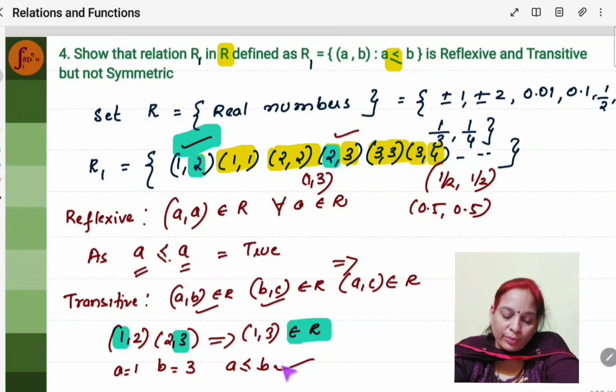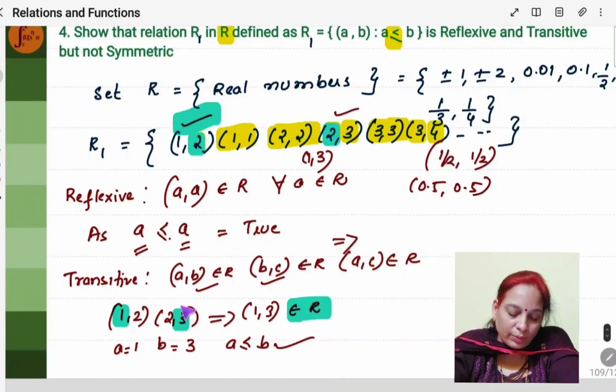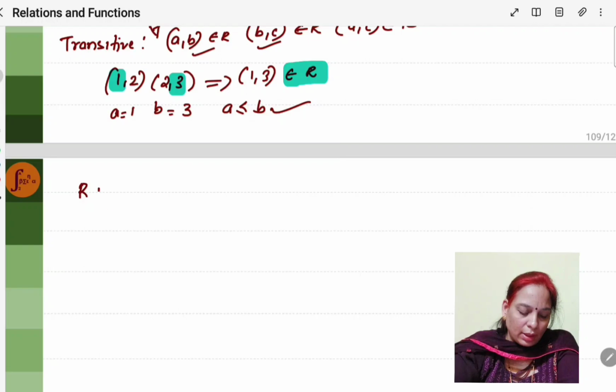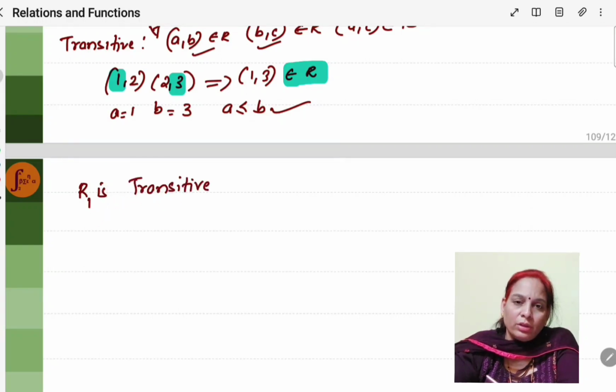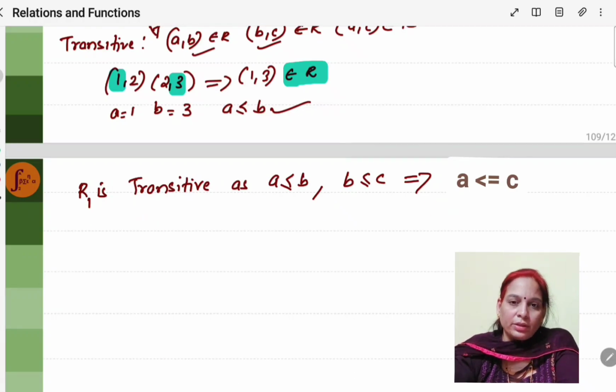Therefore, it is transitive. So we simply say the relation is transitive because for every AB belonging to R and BC belonging to R, it implies that AC belongs to R. Or you can write it as R1 is transitive, as that's what they gave in the question: A less than or equal to B and B less than or equal to C implies that A is less than or equal to C. You can write this and say R is transitive.